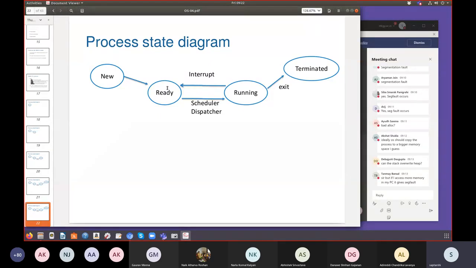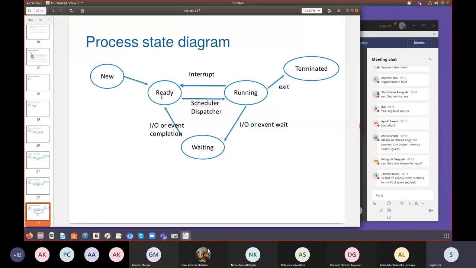Next, let's see. Suppose the process was running, okay, and this running process asked for some IO operation, or it decided to wait for an event, right? At that point, the process goes to the waiting state, and after the IO or event completion, it goes back to the ready state.